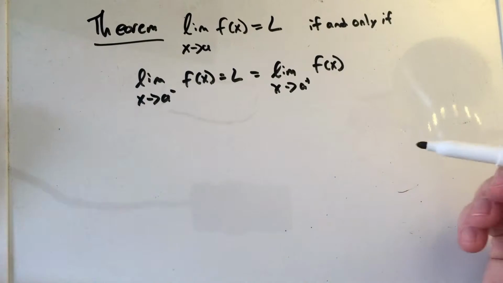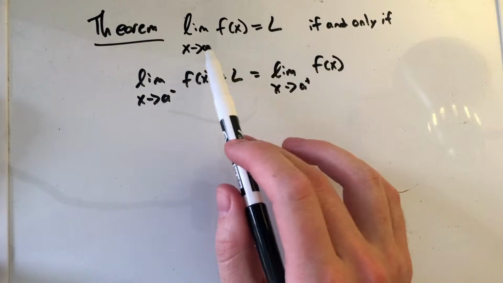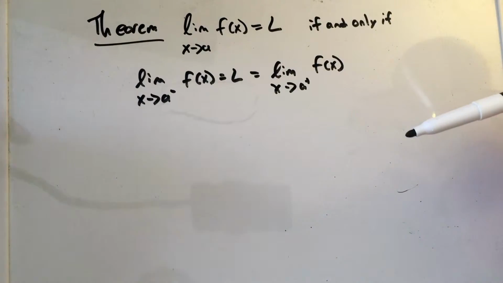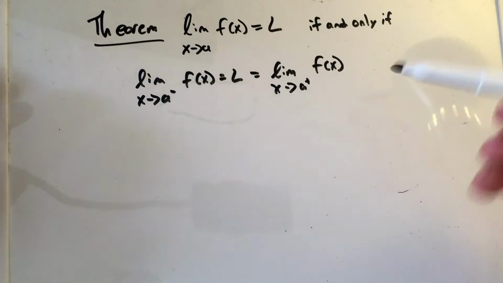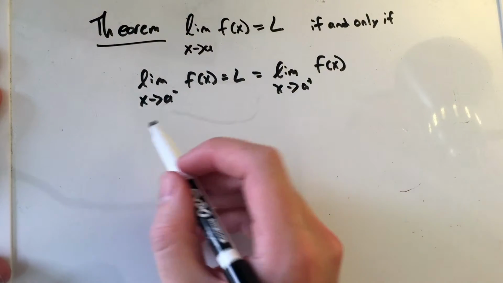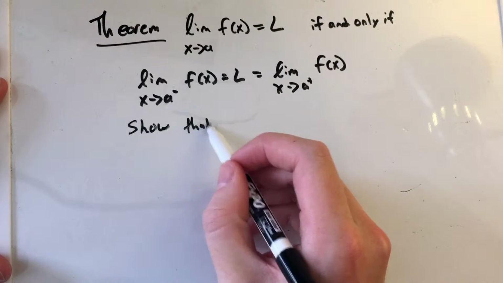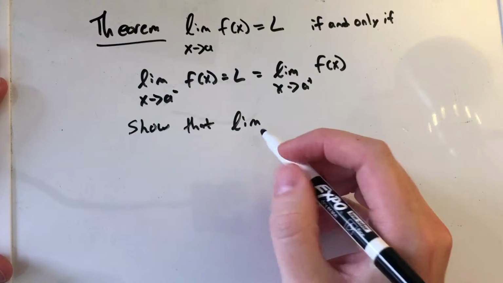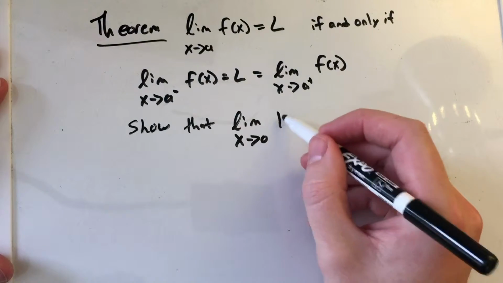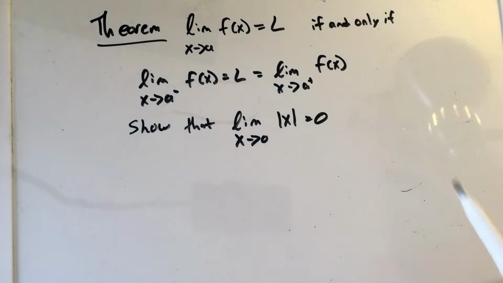Okay? So basically, it's saying that the limit has to exist at L as x approaches a, if it approaches L from the left and right. All right, so the best way to show that is with a little example here. Let's say we want to show that the limit as x approaches 0, that being our a here, of the absolute value of x is in fact 0. I want to show that using this theorem above.